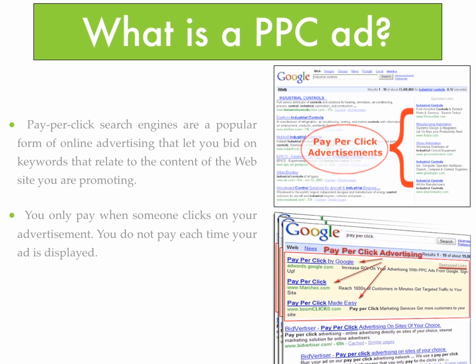To start us off, what is a pay-per-click ad? On your right-hand side, you will see some graphics that show what pay-per-click advertisements look like, and I'm sure that you've seen them if you've used any search engine website like Google or Bing. They're a great, popular form of advertising where you can bid on keywords that relate to the website you're promoting. And the great thing about pay-per-click ads is that you only pay when someone actually clicks on your advertisement. No matter how many times it's displayed, you are not charged unless they actually click on the ad.